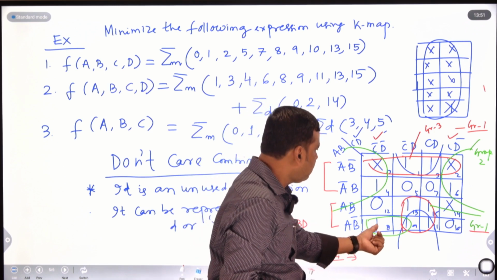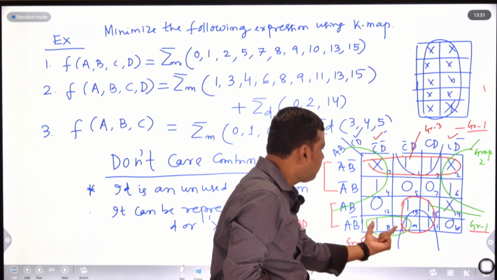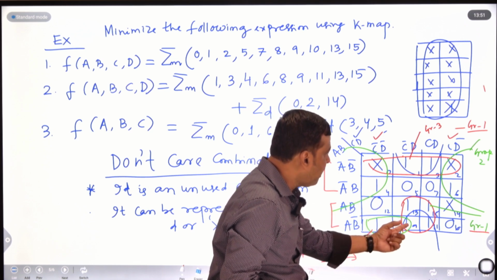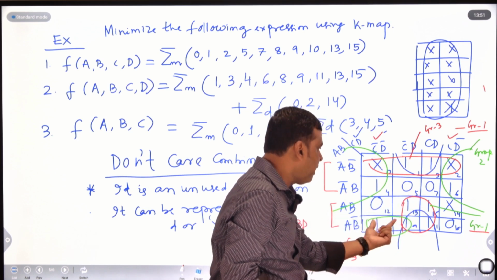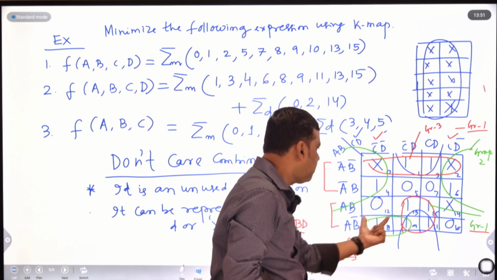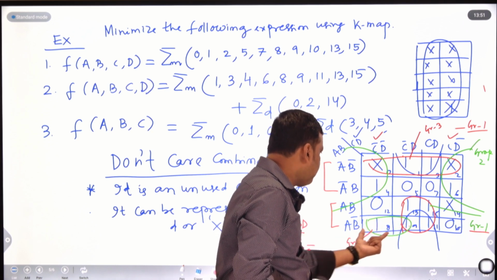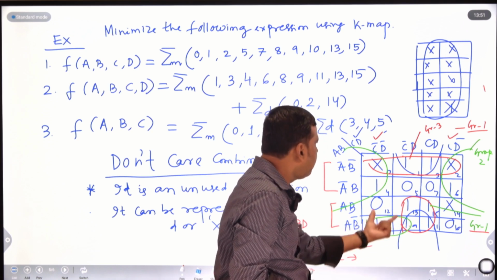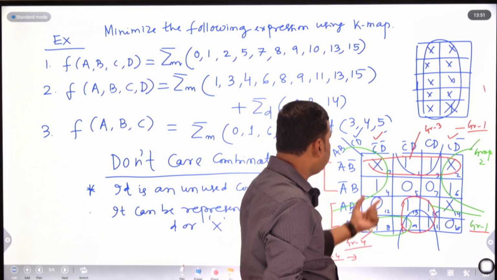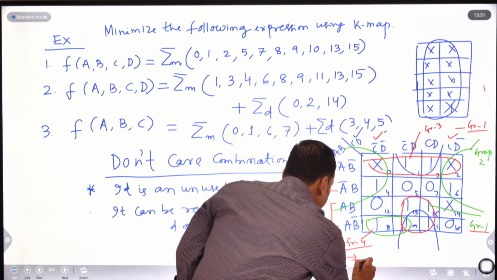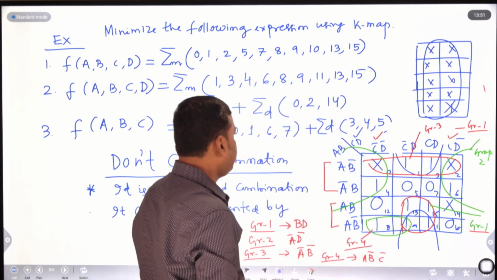This particular one, the adjacent is this one. Even though this one is covered up with this group, you can form a pair, you can form a group with this one. So in this pair, you will get what? Your A, B bar is common. Here the common is C bar. So in this pair, you will get A, B bar, C bar. That is your group 3.